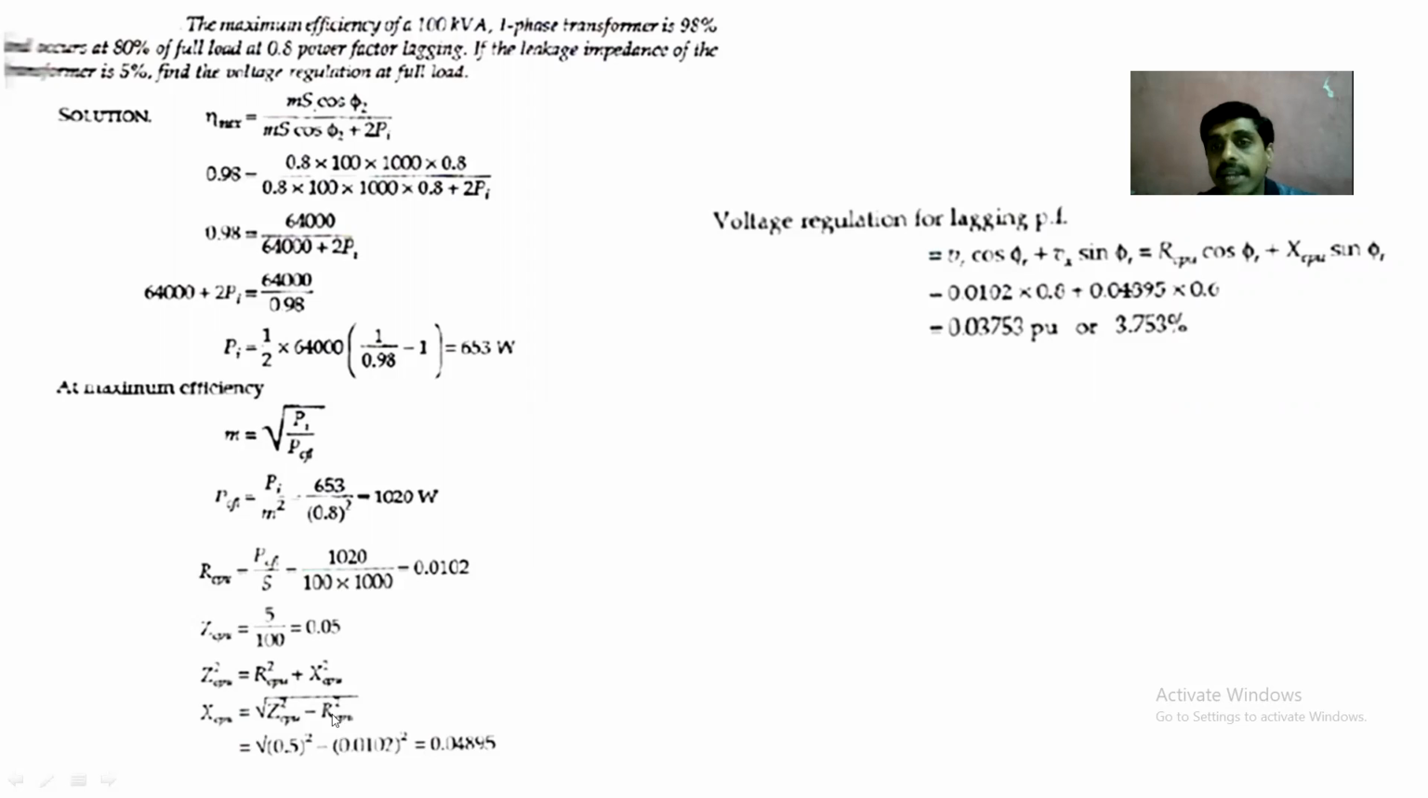After getting R and X in per unit, we can substitute in the regulation formula. So regulation formula substitution, in terms of per unit, in terms of percentage, in terms of the resistance and reactance drop given, we can get the regulation value using different data.